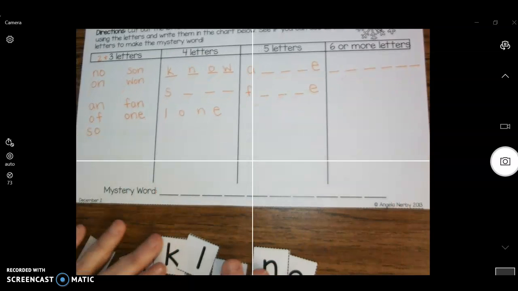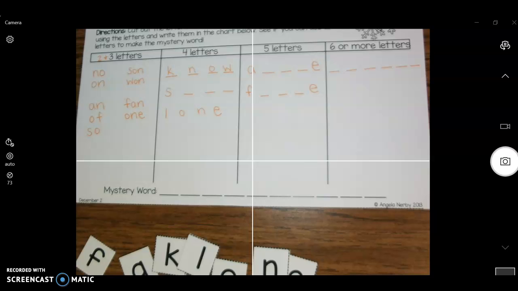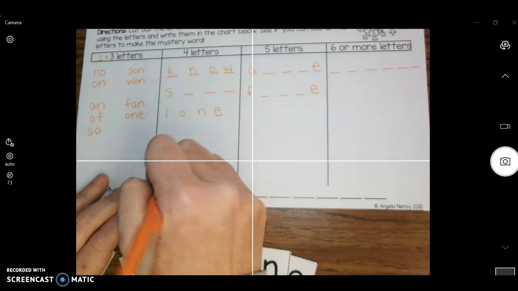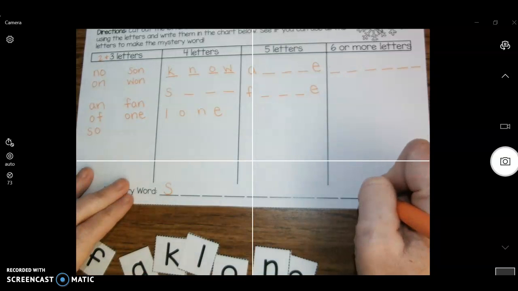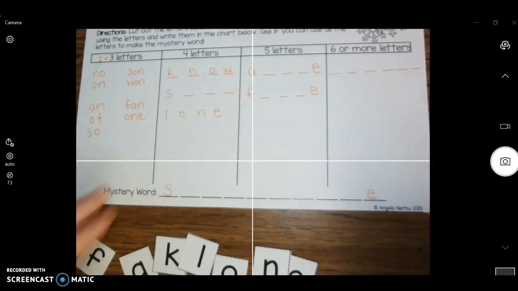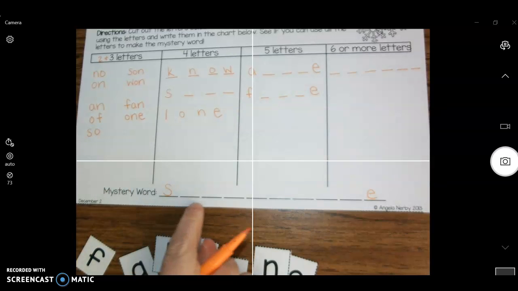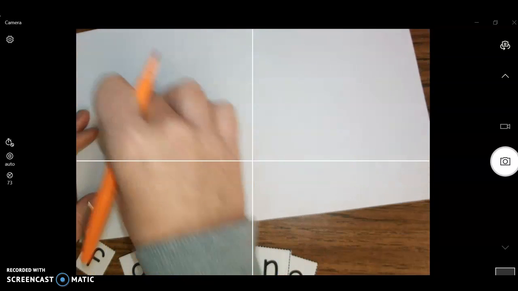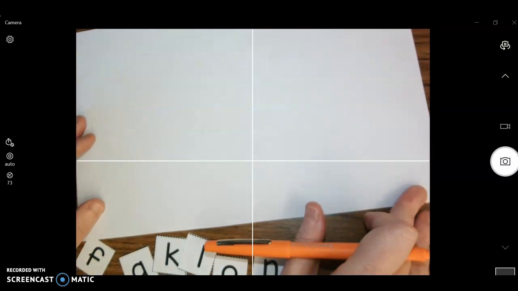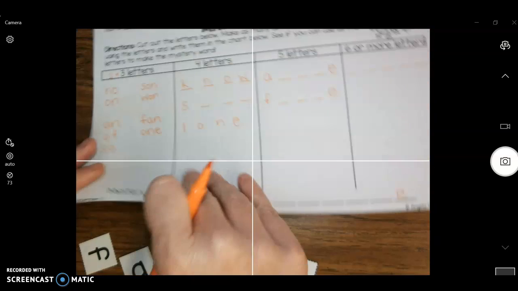All right, last but not least, did you figure out the mystery word? If you didn't, here's your hint. It starts with an S and it ends with the letter E. If you did it, write it here, and then I want you to flip over and glue it down. If you didn't figure it out today, that's okay.